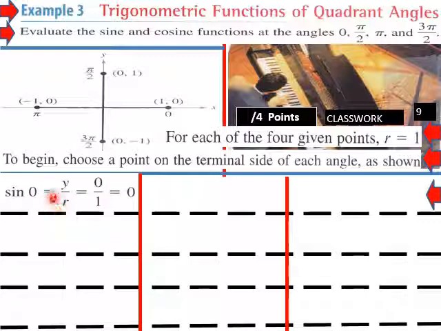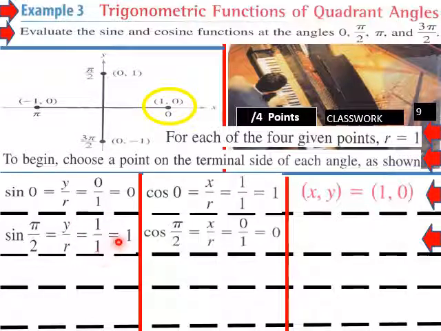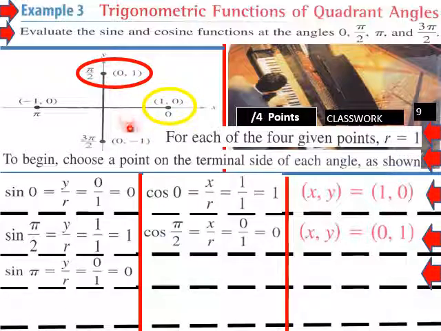So for sine 0, we have y over r. Y over r is 0 over 1, so it equals 0. Cosine 0 would be x over r, 1 over 1 is 1. And then x, y would equal 1, 0. So that would be for 0 there. You've got sine and cosine. And then for sine pi over 2, which is up here, y over r would be 1 over 1, which equals 1. Cosine pi over 2 would be 0 over 1, which would be 0. So x, y would be 0, 1 up here. This is your ordered pair for pi over 2.